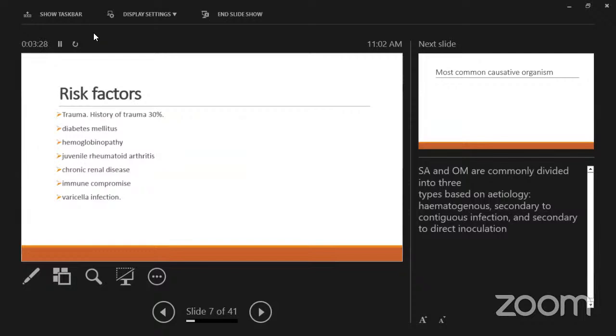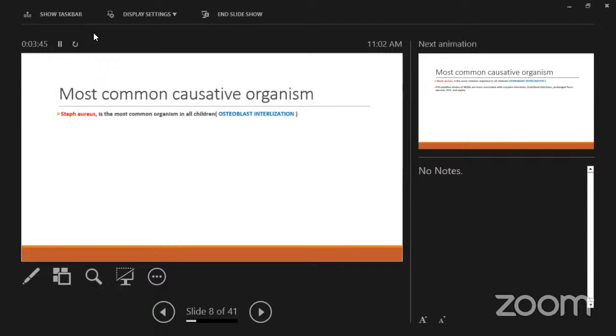Risk factor: the most common risk factor is trauma. It accounts for about 30%. Others are diabetes mellitus, hemoglobinopathy, juvenile rheumatoid arthritis, chronic renal disease, immunocompromised state, varicella infection. The most common organism is Staph aureus. Why is Staph aureus the most common organism in infection of the bone? You know, there is what is called osteoblast internalization, because Staph aureus has receptors that allow it to lodge inside the osteoblast. You know, the osteoblast is the common cell in the bone.